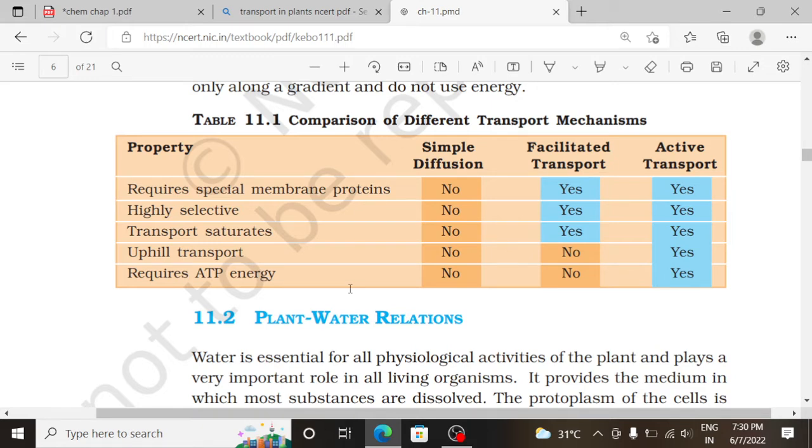Uphill transport: simple diffusion, no. Facilitated transport, no. Active transport, yes. Requires ATP energy: simple diffusion, no. Facilitated transport, no. Active transport, yes.